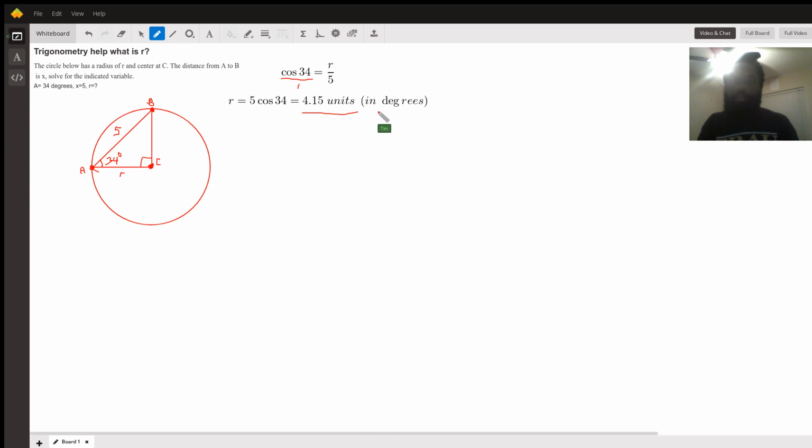Making sure that your calculator is in degrees when you do this problem.